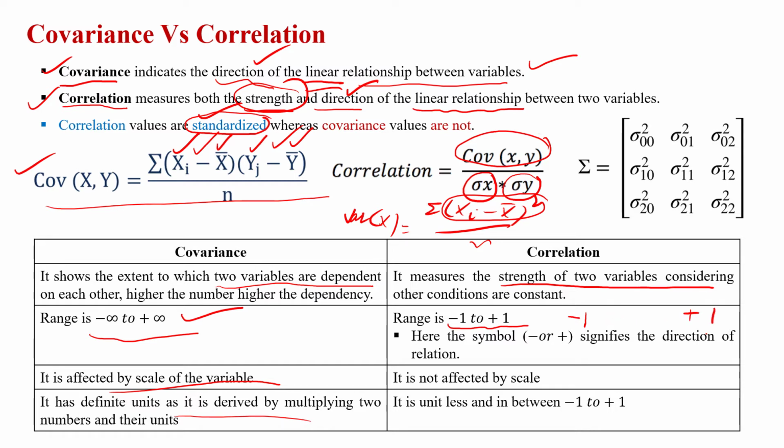If the answer is +1, again the positive is indicating the direction and 1 is indicating the strength, so they have the direct relationship, or you can say a positive relationship. So they have the unidirection. If one variable is 100% increasing, the other variable's values are also 100% increasing, whereas if one variable is 100% decreasing, the other is also decreasing. If the value is 0, that means there is no relationship between the two variables.